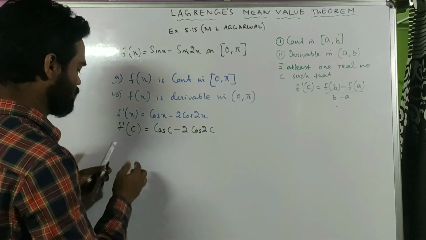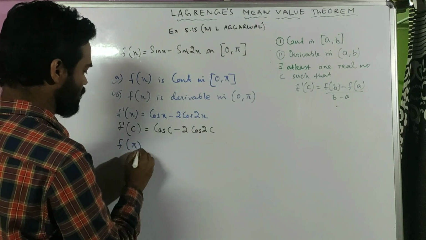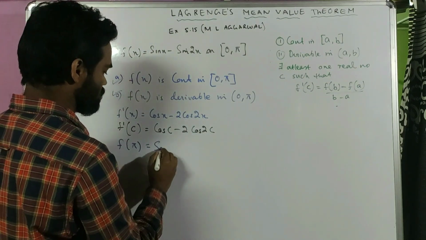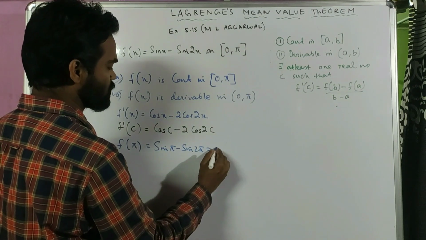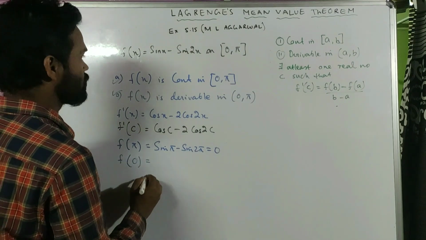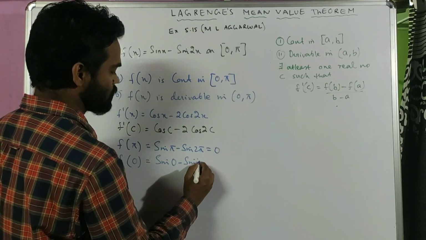Now we'll find f of b, that is f of pi. F of pi is what? Sin pi minus sin 2 pi, which is 0. F of a, we'll find f of 0. This is sin 0 minus sin 2 into 0 is 0.